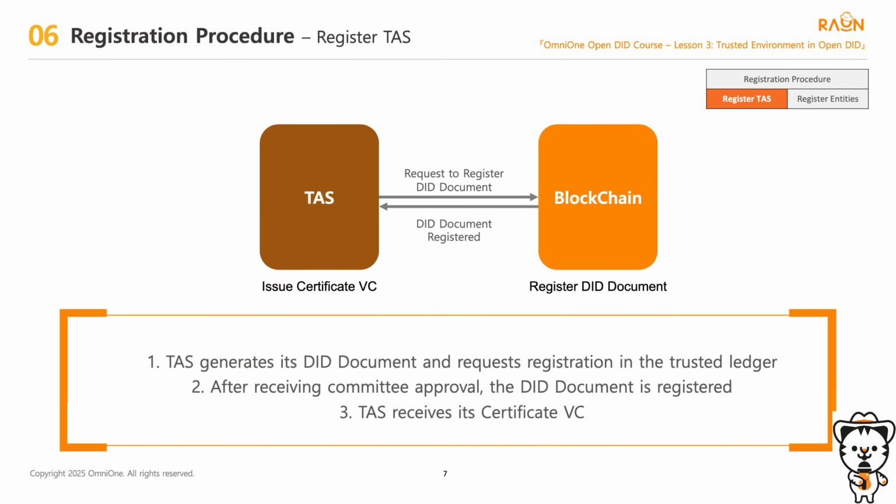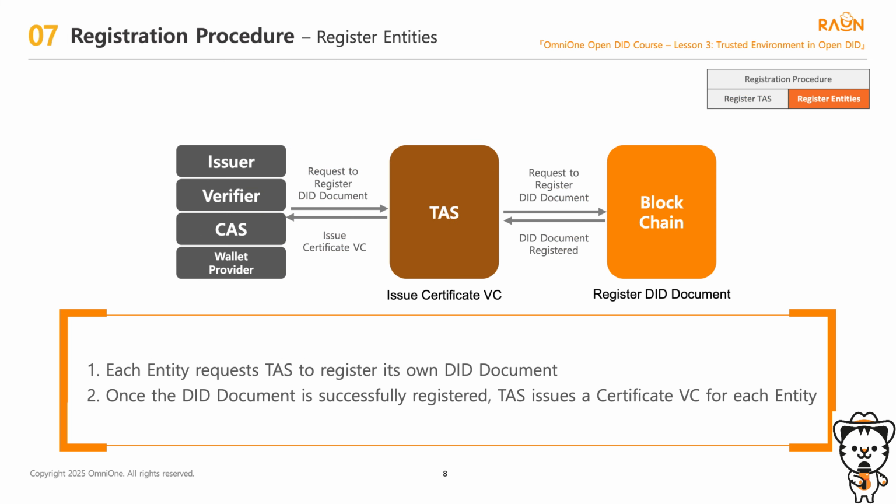Let me review the procedure once more for clarity. First, it's about the TAS registration. TAS creates a DID document and submits a registration request. If necessary, this request goes through committee approval. Then, the registration request for the DID document is sent to the blockchain. Finally, the DID document for TAS is successfully registered. Along with this, a membership certificate is also issued.